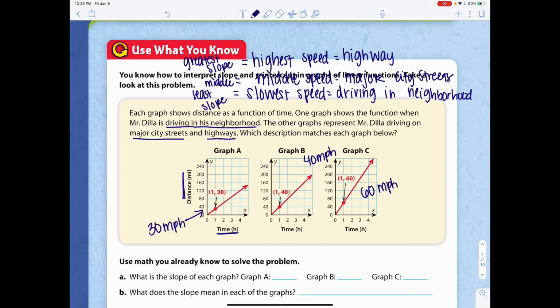And all we have to do now is just put them in order from greatest to least. Our greatest slope is graph C, which is 60, so that's going to be his highway speed. The lowest slope was 30 miles per hour, and we said the least slope would be the slowest speed, which is 30 miles per hour, and that's Mr. Dia driving in his neighborhood. And finally, we have the middle speed, which was 40 miles per hour, and this is going to be Mr. Dia driving on the city streets.